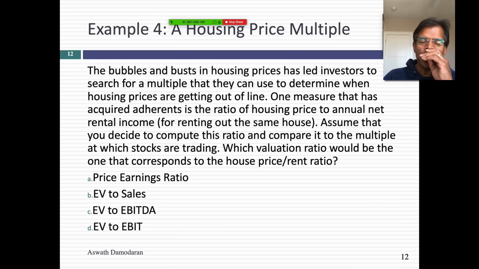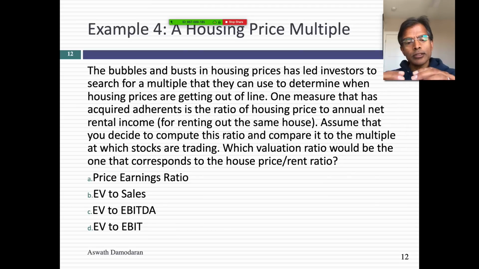Let me explain. Let's assume the market price of your house, and this could be a residential house, you live in New York, New Jersey, you have a $1 million house. Let's say that the annual rental income you could get on this house is $60,000, $5,000 a month. You take the million divided by 60,000, you get a multiple, right? 16.67. That's a housing price to annual rental income.